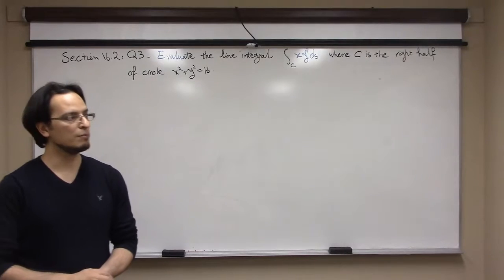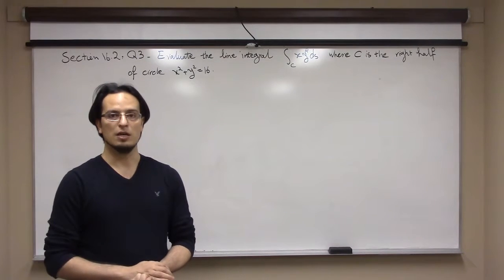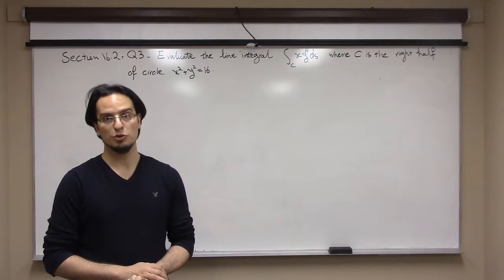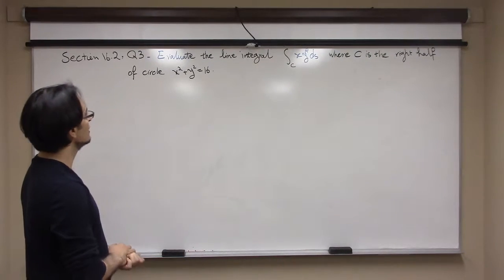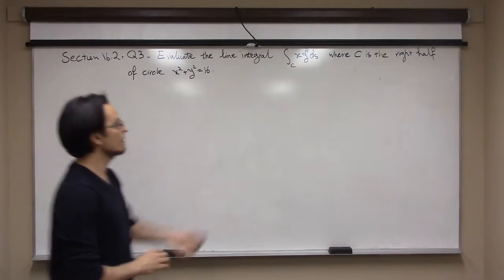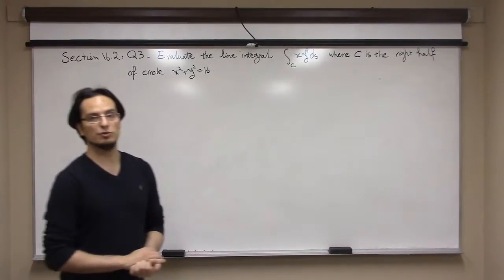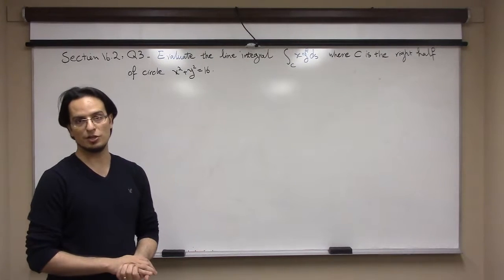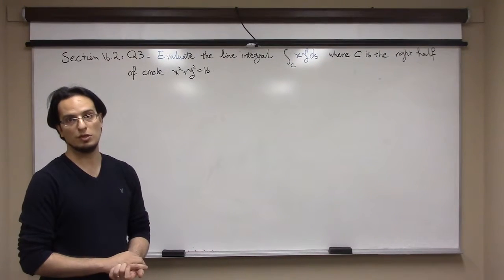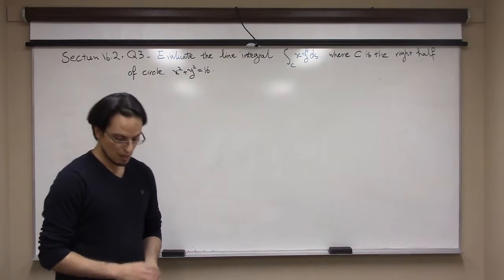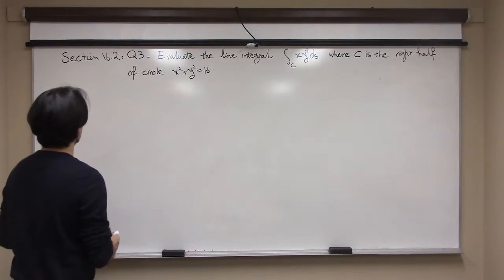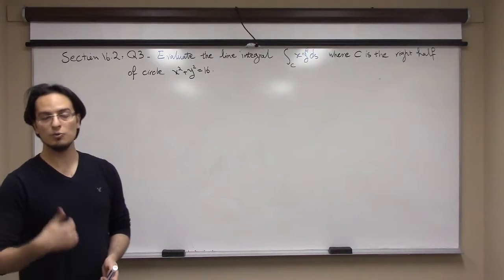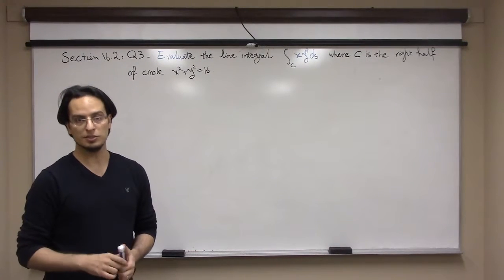In this video I'm going to discuss question 3 from chapter section 16.2, which asks to evaluate the line integral of x y to the power 4 ds, where C is the right half of the circle x squared plus y squared equals 16. So before I start, I just quickly recall how we evaluate a line integral for a function.